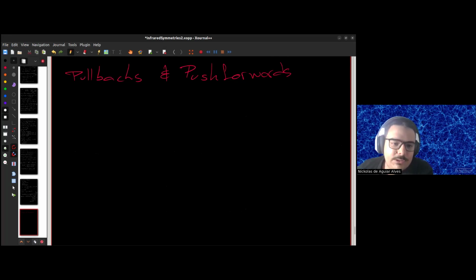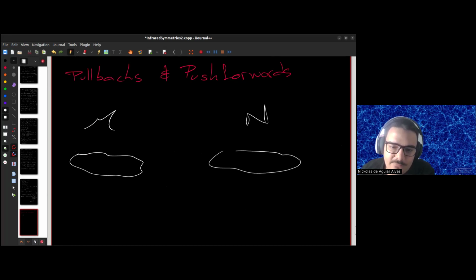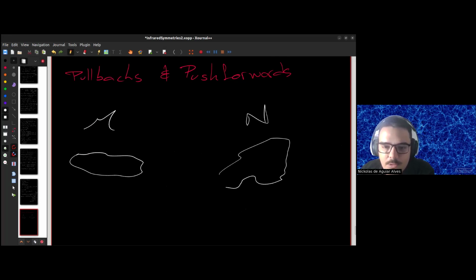So what we're going to consider here is we have two manifolds. One of them I'm going to call M, and the other one I'm going to call N. So we have these two manifolds here. If you find the word manifold terrifying, you can just think of it as spacetime, and that works just as fine. After all, that is indeed the main application we're interested in.